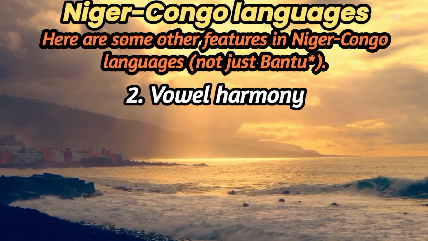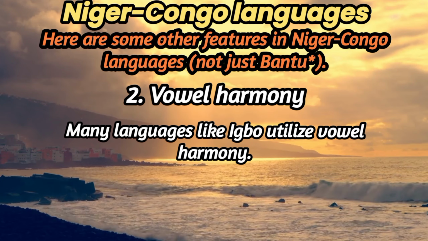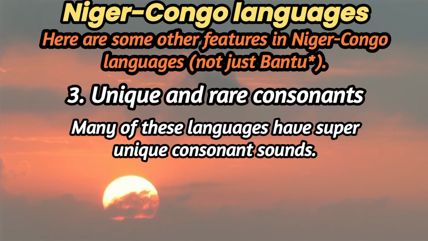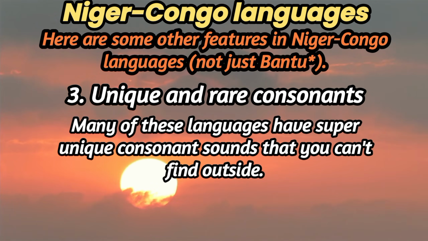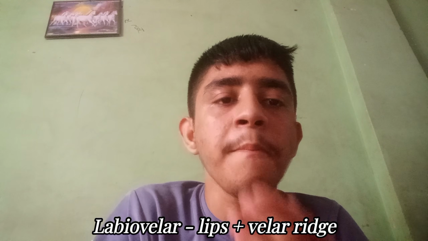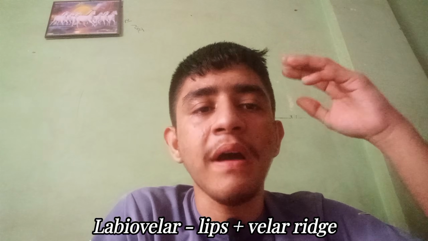Number two, vowel harmony. Languages like Igbo have vowel harmony. Number three, unique consonants. Many of these languages have super unique consonants that you can't find outside. For example, Igbo has labiovelar consonants. I can't make those sounds, but what labiovelar means is you use your lips and the back of your mouth at the same time, like that.